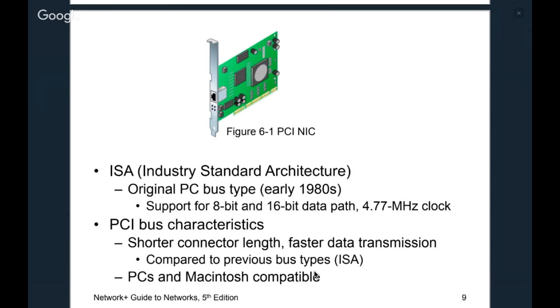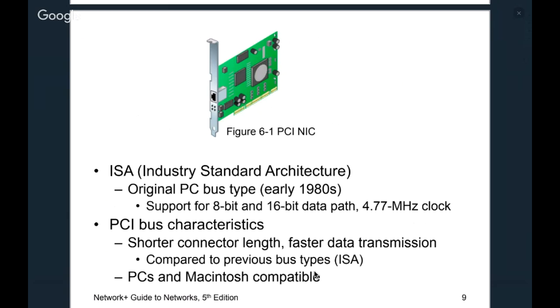It was created by standards of the ISA organization, the Industry Standard Architecture, beginning in the early 80s. The organization was to support as low as 8-bit all the way up to 16-bit, because that's all that was available in the 80s. And a whopping 4.77 megahertz clock speed, which was about as fast as your Texas Instruments calculator today. It's not real fast compared to today anyway, but back then it was.